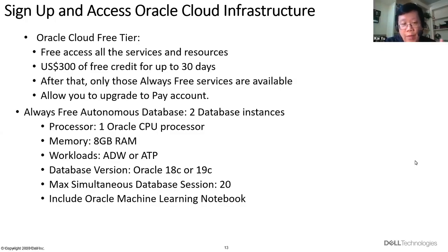But they do have a limitation. You can only have two database instances, and each instance only has one CPU and 8 GB of memory. But the nice thing is that the important features, like Oracle Machine Learning, are part of Always Free, which is what I'm using now. All the examples I'm running are based on the Always Free trial, so you don't have to buy anything if it's just for learning purposes.